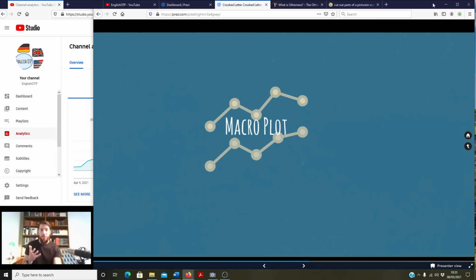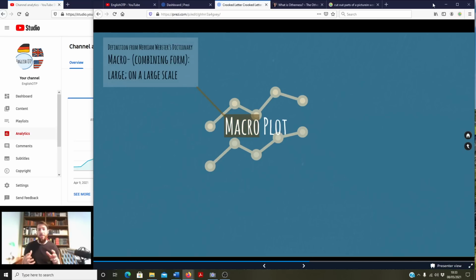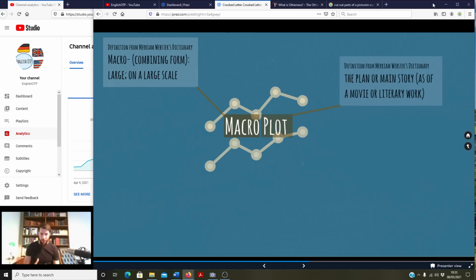First of all, I think it's important to understand what macro plot means if you want to use that term. It's a combined form of macro, which means large, on a large scale. You all know micro, which is really small, and then there's macro, which is really big. And plot is the plan or the main story. It can be the main story of a movie or of a literary work. So again, it's not small details, it's the big plot, macro plot.